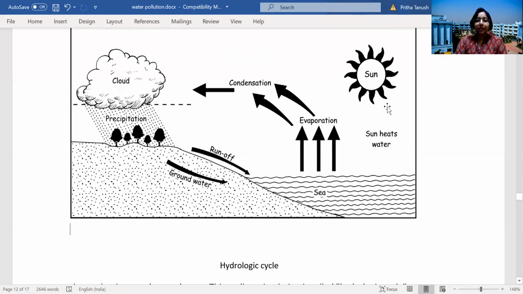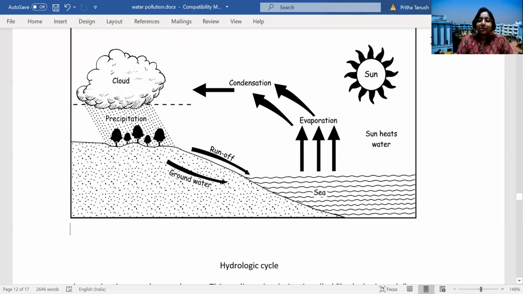So here you can see the picture, and you basically know from your childhood what the hydrological cycle is. Mainly we get precipitation by the hydrological cycle. So what is rainfall? Based on rainfall or precipitation, lots of factors depend, like our agriculture, all these things.